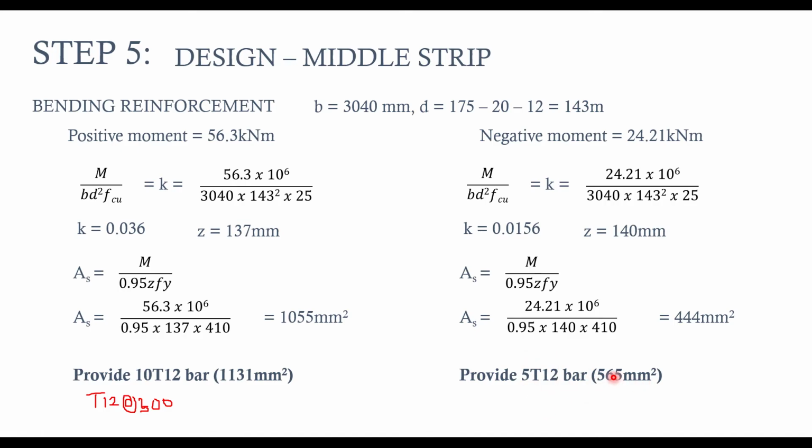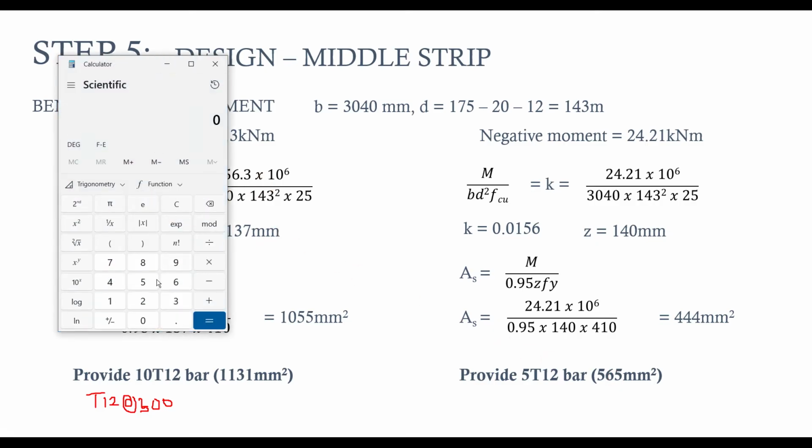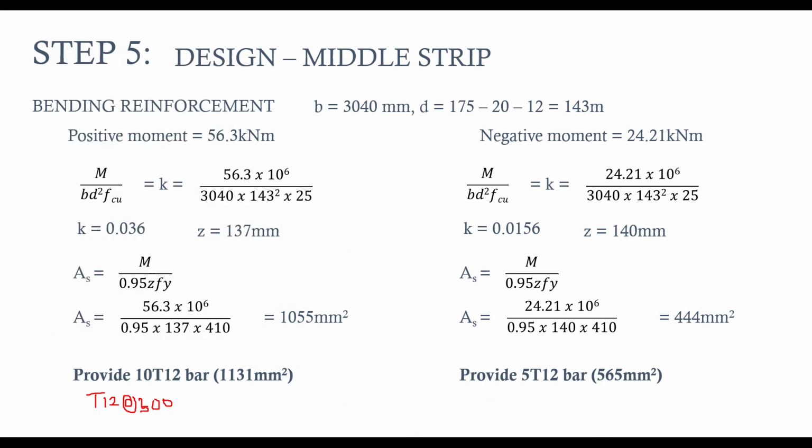So just the same way, you can calculate the reinforcement in terms of spacing. 3040 divided by the number of bars, which is 5. So that means for the negative moment for the middle strip, you are providing T12 at a spacing of 600. But you know, according to the code, it is recommended that your maximum spacing is 300. So because of that, you can provide the same bar, 10 number of T12, that is T12 at a spacing of 300. I hope that is clear.